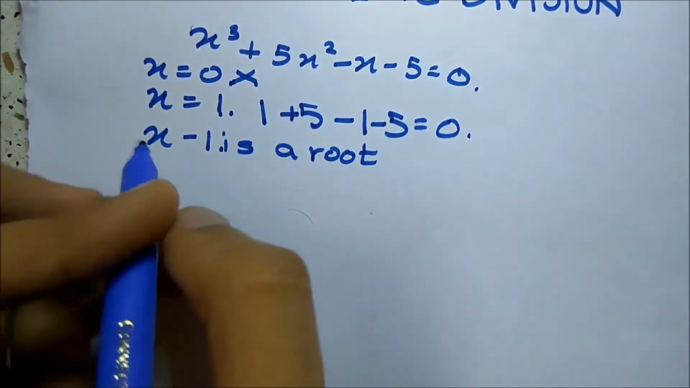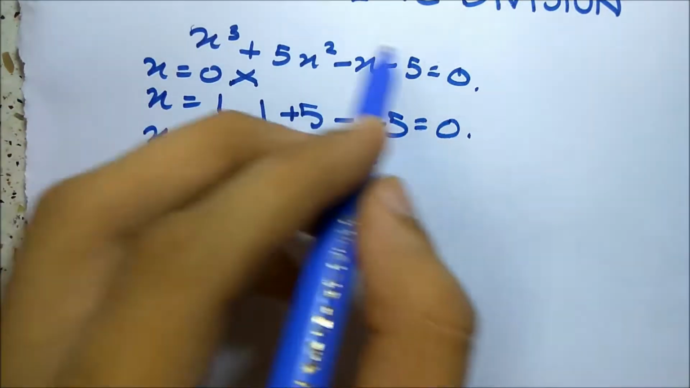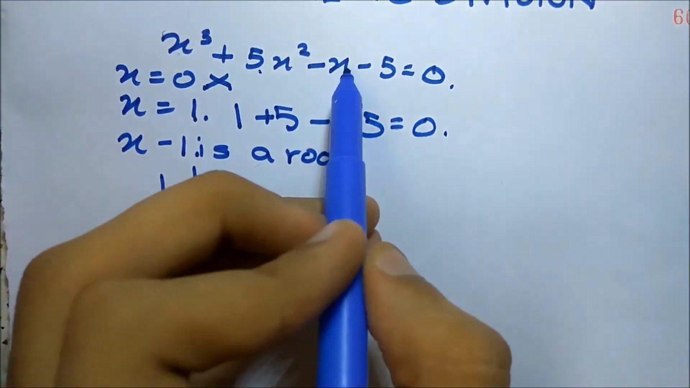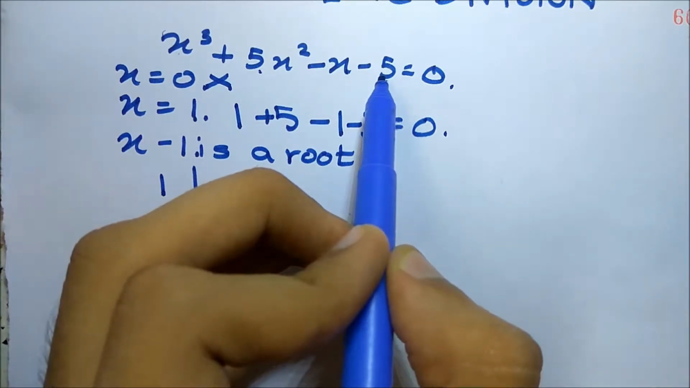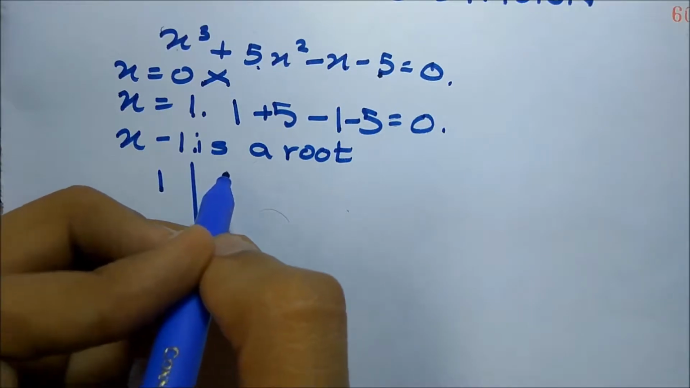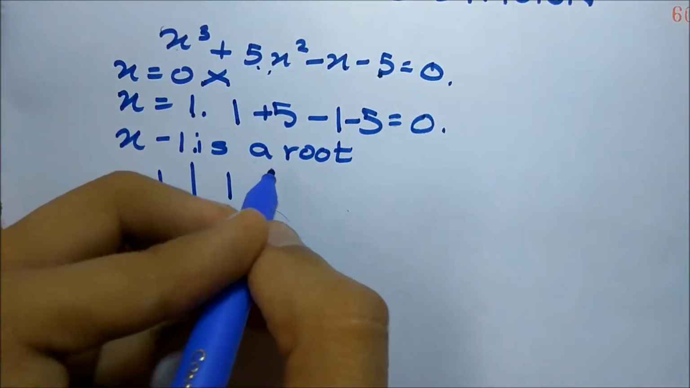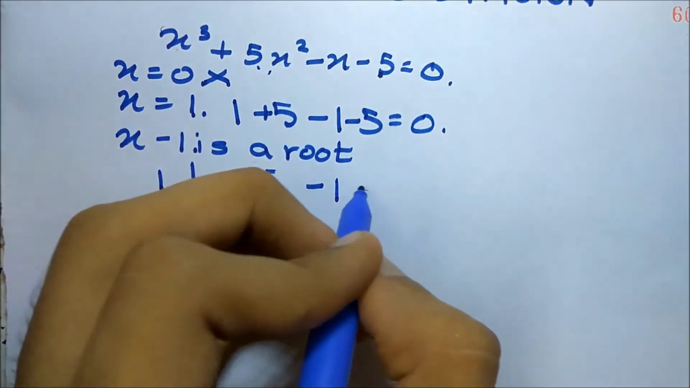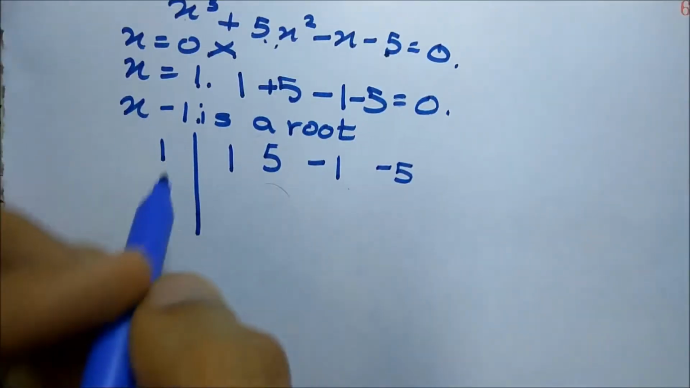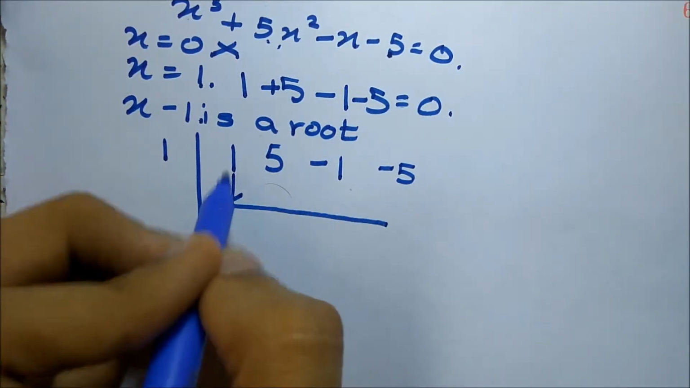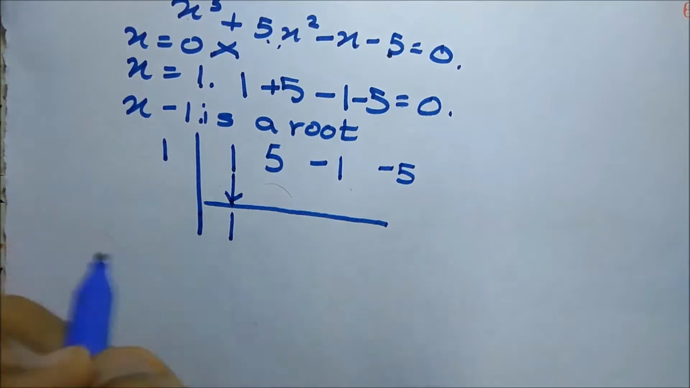Now once we get a value which will satisfy this equation, we will write that value down, draw a line, and we will copy the coefficients of the different terms as well as the constant term with their signs. So the coefficient of x cubed over here is 1, x squared is 5, x is minus 1, and the constant term is minus 5. Now what I am going to do is drop down the first value 1 as it is down here.